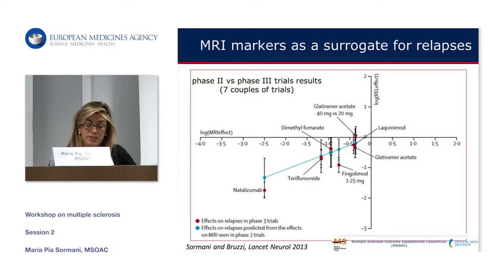In this graph, the red dots report the effect on relapses actually observed in phase 3, and the effect on relapses that we can predict from the observed effect on MRI in phase 2. As you can see, in most situations the effects are exactly the same, very close to one another, and anyway all are within the 95% confidence prediction intervals. So this analysis is telling us that what we have seen on relapses in phase 3 was already there in the phase 2 study.